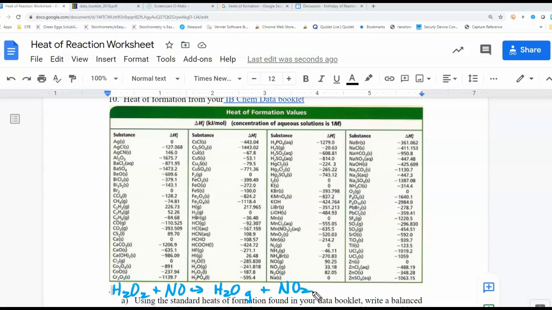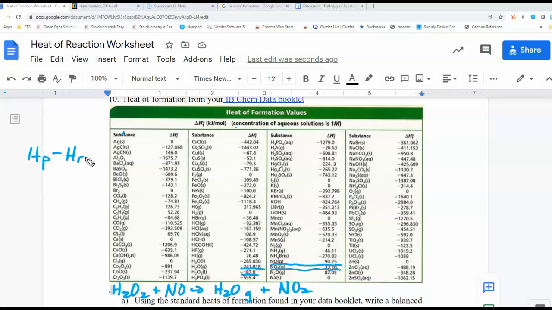Okay, so we need a heat of formation, and I'm going to circle the things that we need. We need H2O2, this one here. I'm going to underline it because we can't read it otherwise. And we need some NO gas, so there's that there. And we need some NO2, there's that there. And we need some water vapor, which is that right there. And to do this math, we are also going to need to remember that we are doing heats of the products minus the heats of the reactants. And so our products are going to come first.